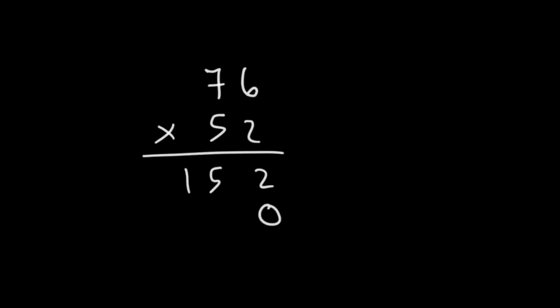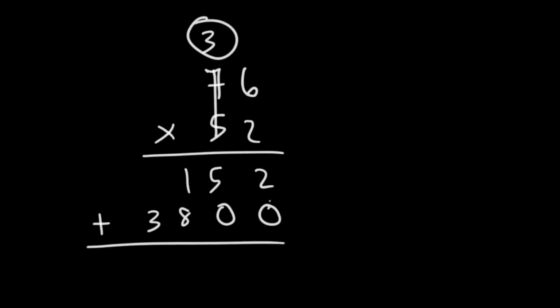Now, let's write a 0. 5 times 6 is 30. So we're going to write a 0, carry over the 3. And then 5 times 7 is 35 plus 3. That's 38. And now we need to add. So this is going to be 2, 5, 8 plus 1 is 9, and then we have a 3. So it's 3,952. That's the answer.